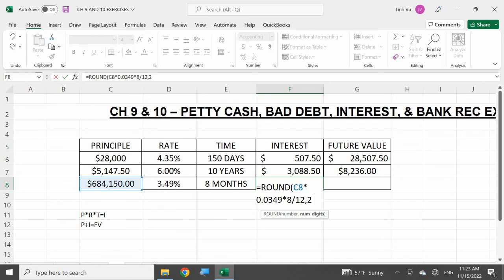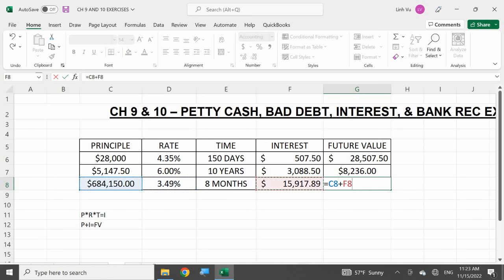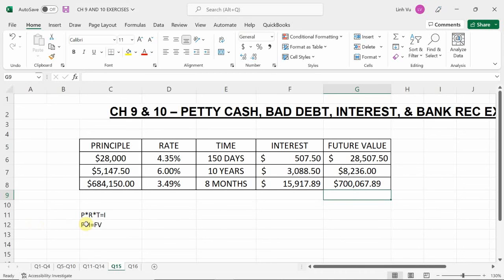So therefore, round that. I want it to 2 decimal places, which would give you $15,917.89. If you add those values up together, you should get a total of $700,067.89. Right? And that is simple interest for you. Okay?